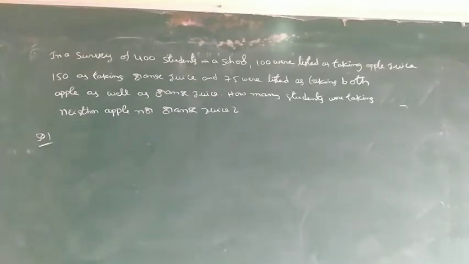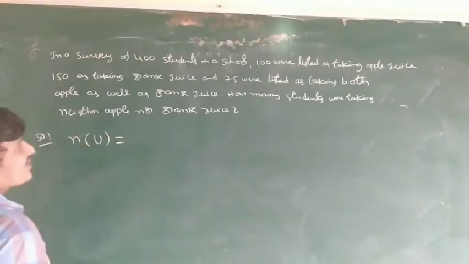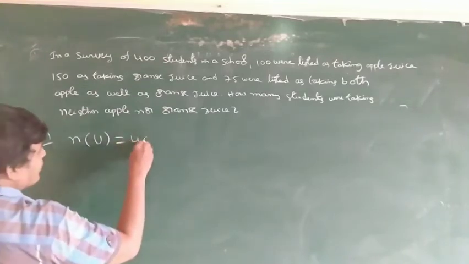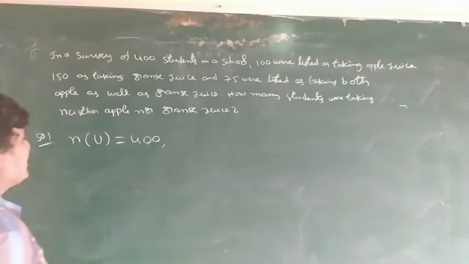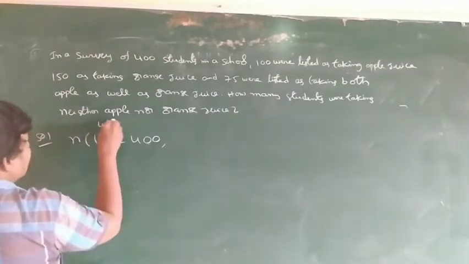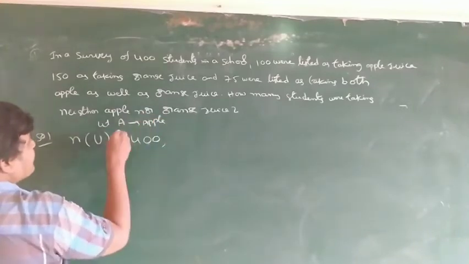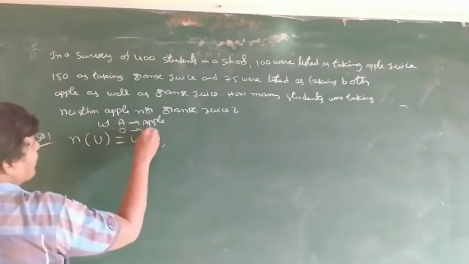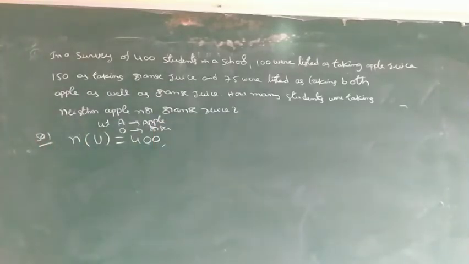In a survey of 400 students in a school, total students 400. That is the universal, the total, the biggest set. 100 were listed as taking apple juice. So let A be for apple and O for orange.